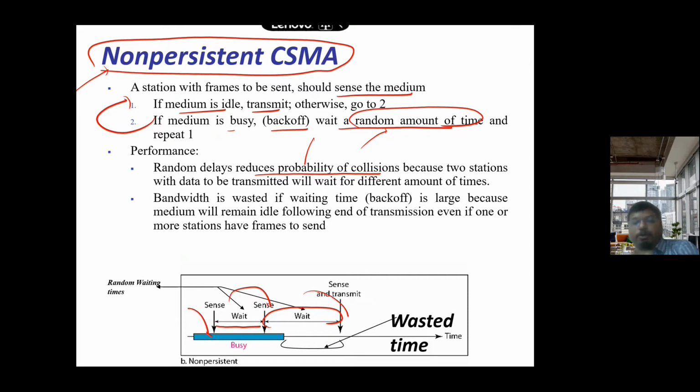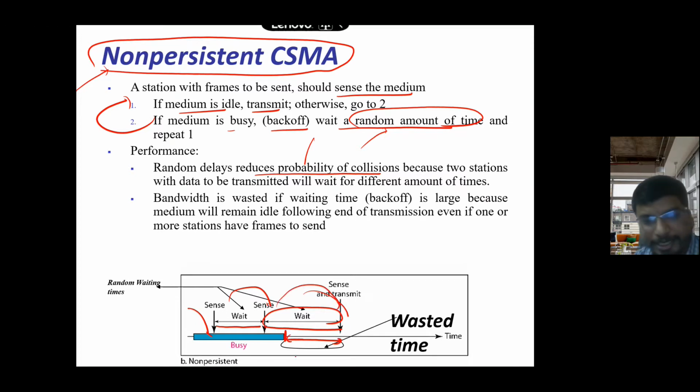Just think now. So now we are reducing the probability of collision when there are multiple devices waiting to capture the medium, but the medium is busy. So you wait for a random amount of time before you start sensing again, right? But look at this now. Since you are waiting for a random amount of time, after this point the medium has become idle, right? So there is a lot of idle time here before you start capturing.